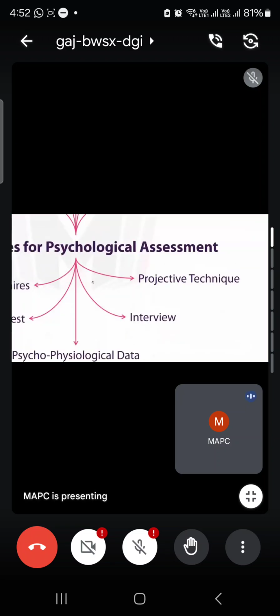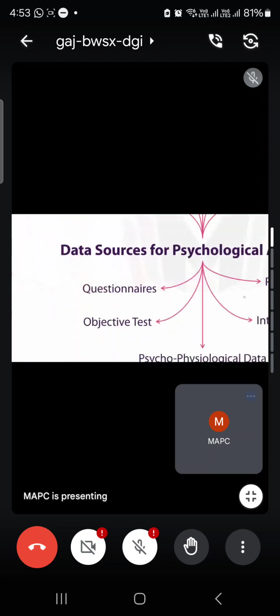Plus we do have the projective techniques. Psychological tests are broadly classified into objective tests and subjective tests. Under subjective tests there are projective techniques, like Rorschach, TAT, CAT, ink blot. Those are projective techniques. And in objective we have the questionnaire scales. Going forward we'll be talking about all this in detail.